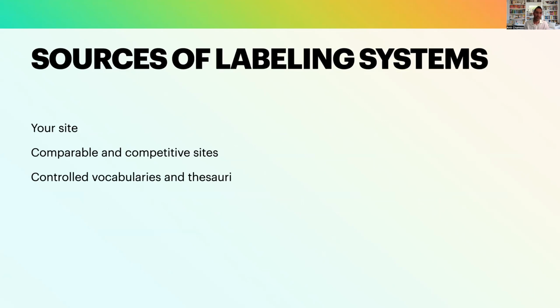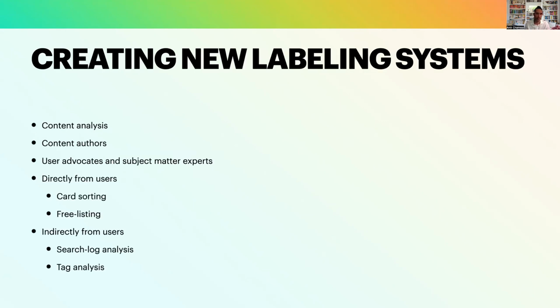How do you come up with different labels? The first source is your site or product. If you already have a site, you can look at what is there and come up with some labels. You can look at comparable and competitive sites, other products that do a similar thing, and see what they use. And then controlled vocabularies and thesauri, which are basically dictionaries. Like when you look for synonyms for a word, you can pick up synonyms. So you can compose a list of different options for labeling.